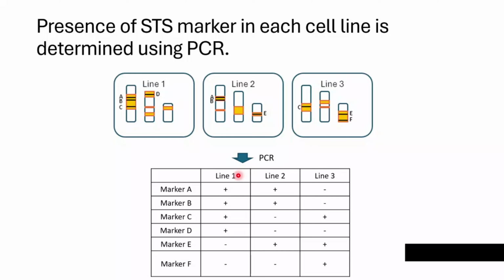Okay? Then just by PCR, you can see that marker A is found in line 1 and line 2. Marker B, line 1 and line 2, so probably markers A and B are close to each other. Marker C is found in line 1 and line 3, and marker D is found in line 1, so then markers C and D are probably close to each other. Or at least, wait, let me just read this properly. A and B are close to each other.